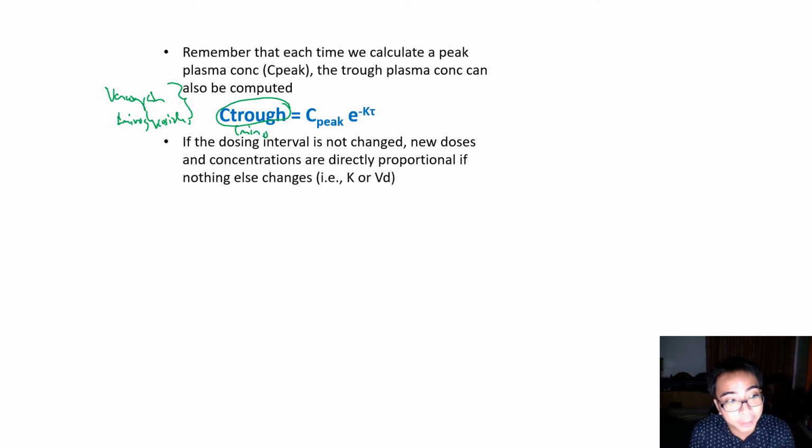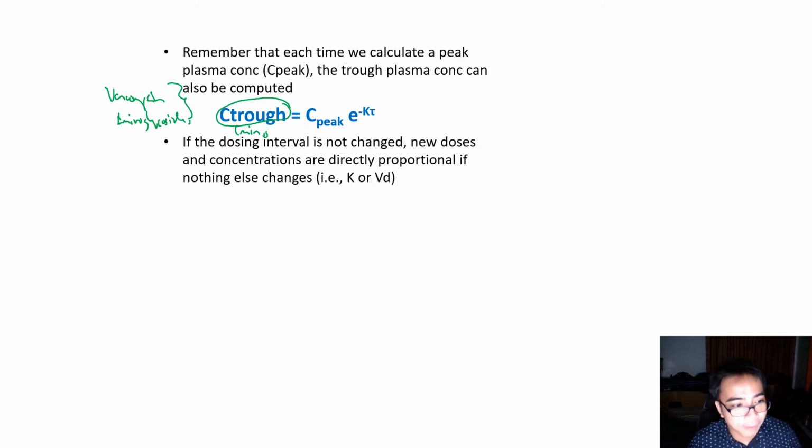Okay, will we do computations here? Regarding this, ni naman. Okay? Pero that's something you need to consider. Alright? So, C trough ang ino-obserban sa kanila. Now, if the dosing interval is not changed, okay, new doses and concentrations are directly proportional if nothing else changes.